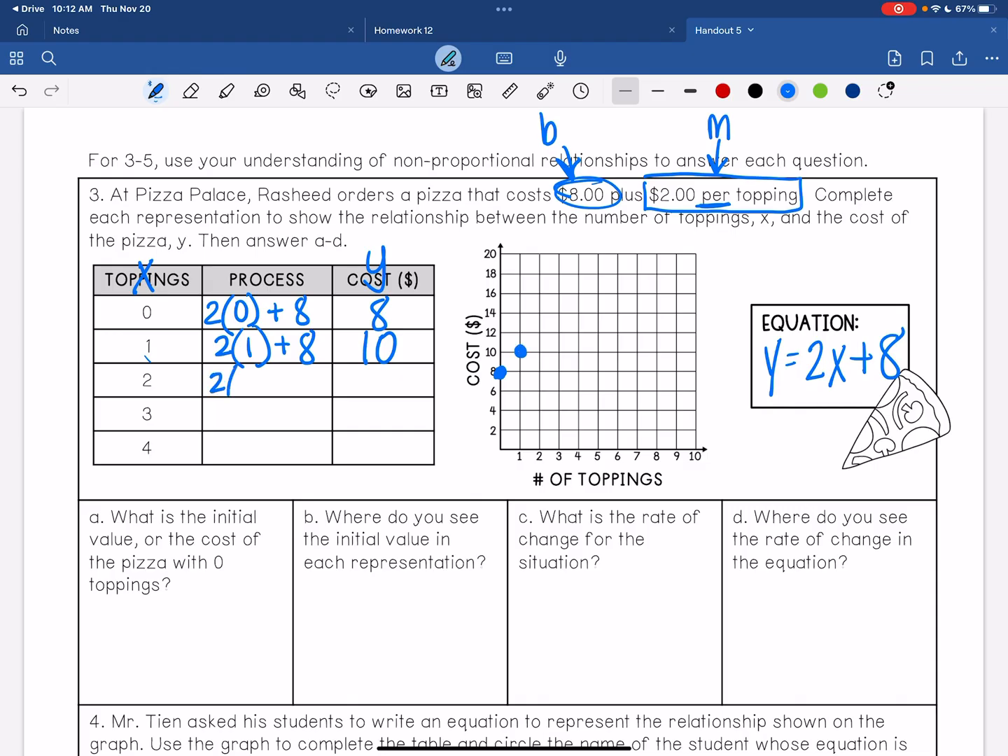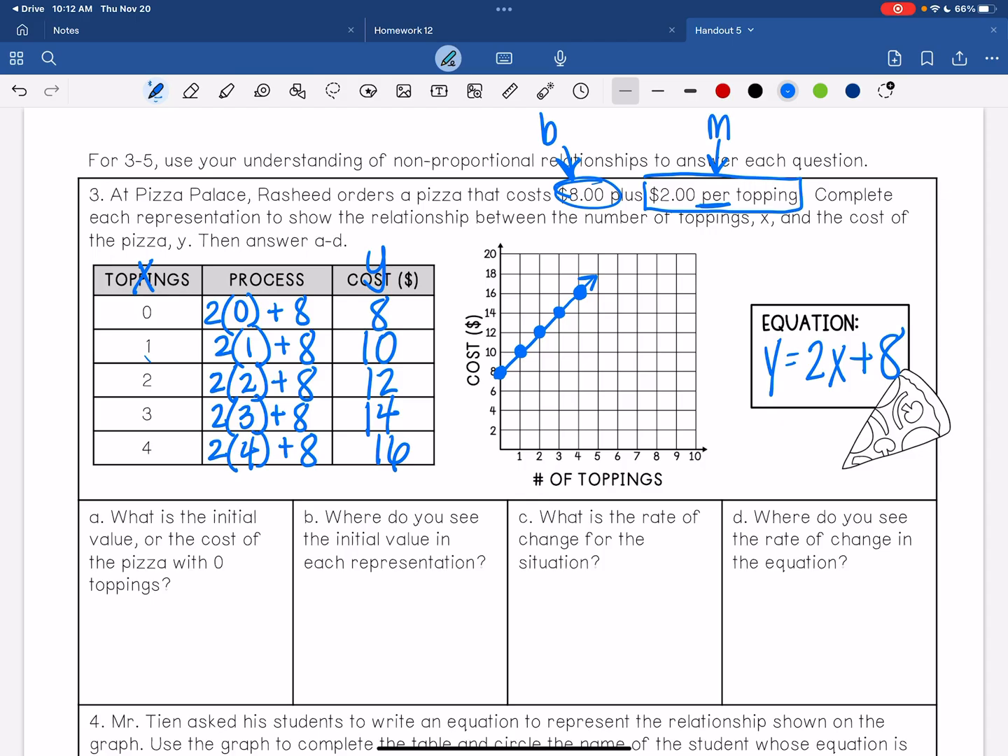Now I'm going to do 2 times 2, that's 4, plus 8. It's going to give me 12. 2 times 3 is 6, plus 8 gives me 14. And 2 times 4 plus 8, that's 8 plus 8 is 16. And here's my line.